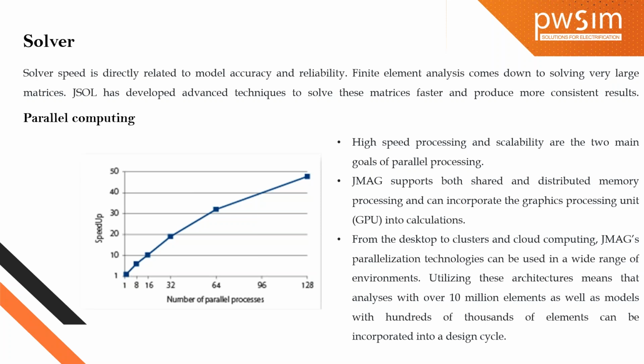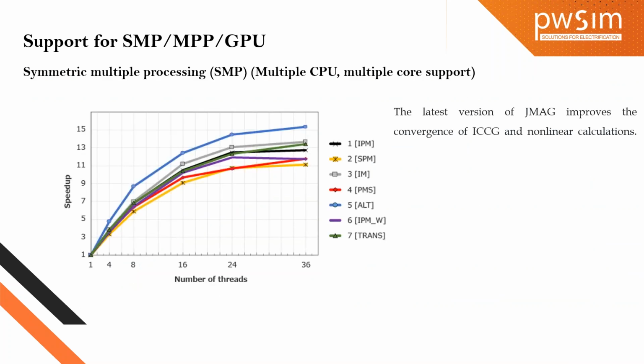Utilizing these characteristics means that analysis with over 10 million elements, as well as models with hundreds of thousands of elements, can be incorporated into a design cycle. So we can solve thousands of mesh elements for this design calculation by using the SMP, MPP, and GPU solvers. Let me talk about each of SMP, MPP, and GPU separately.